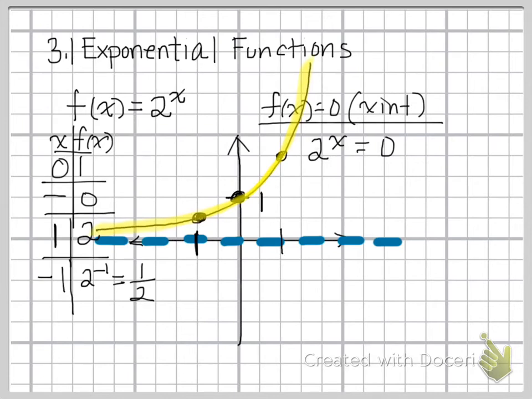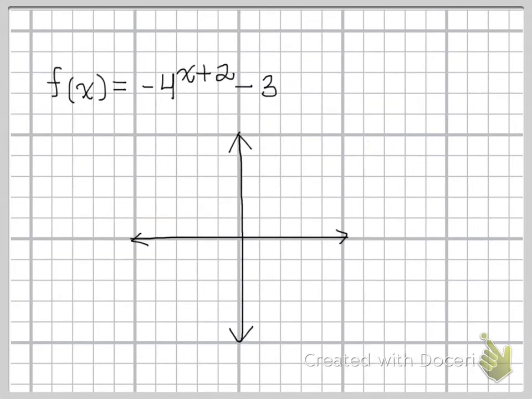Let's look at another one. Graphing this function again, we'll start with our table, x, f of x, when x is 0. Think about it a little bit more. When x is 0, I'm going to have 0 for x here. So that's going to be 4 squared. It'll be a negative 4 squared. So it'll be negative 16 minus 3 is negative 19. So I've got a y-intercept at negative 19.